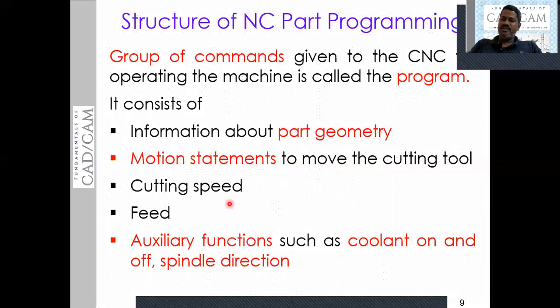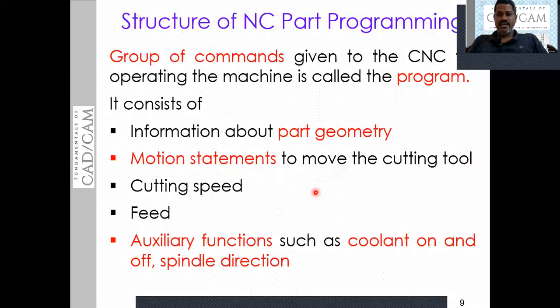Then the cutting speed, feed, depth of cut, and all those will be incorporated while writing the part program. The part program consists of all this information: part geometry, motion statements, cutting speed, for every action to be performed on the machine. So we need to select the speed, feed, and depth.